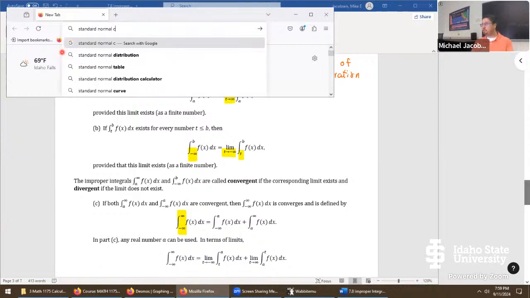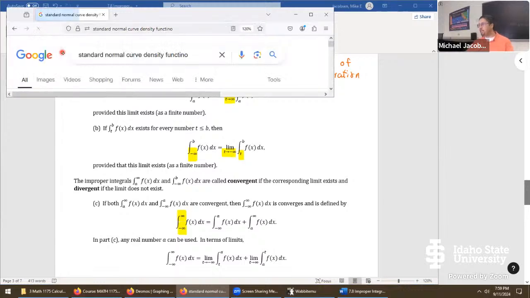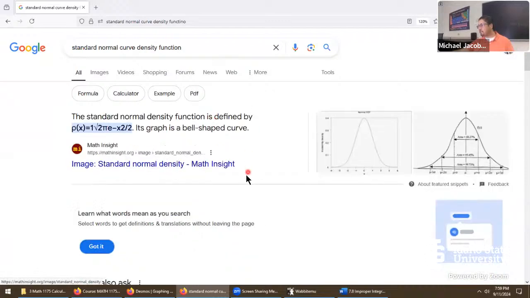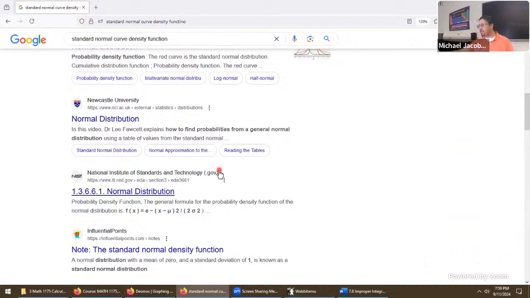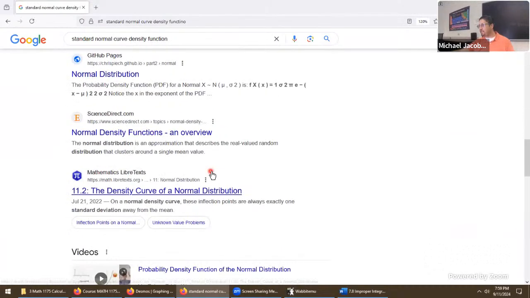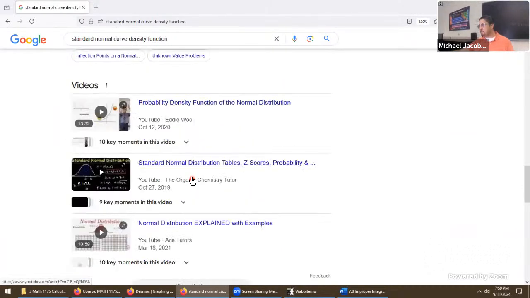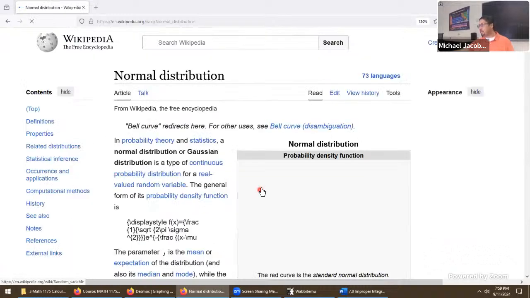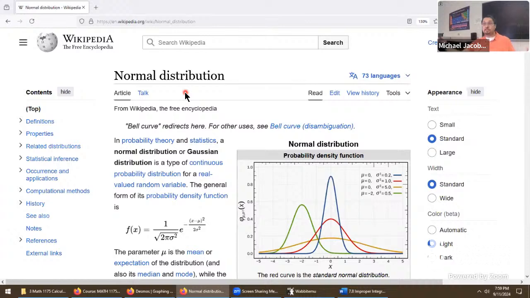Standard normal curve density function, I misspelled that, but Google's smart, so is a function defined, let me see if I could get a better topic. Where's Wikipedia when you need it? There it is. The normal probability distribution, something people hear about all the time, normal curves and such, they're defined by that integrand right there.